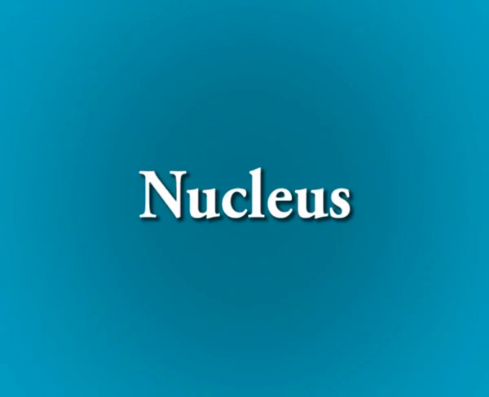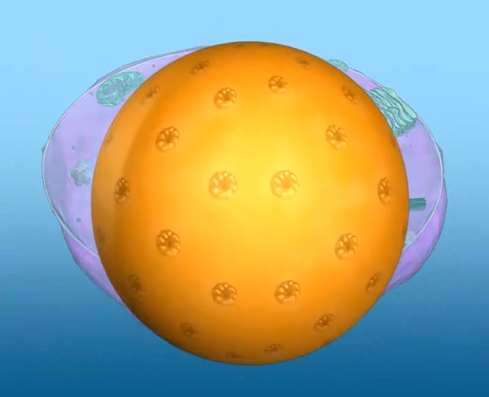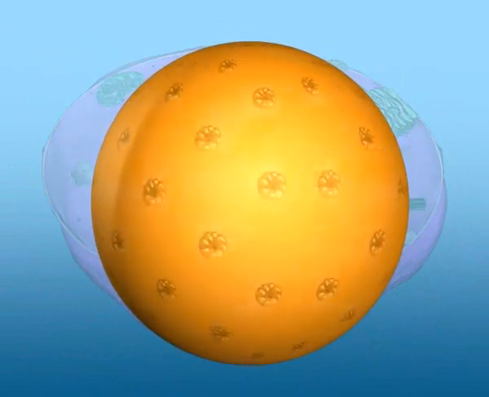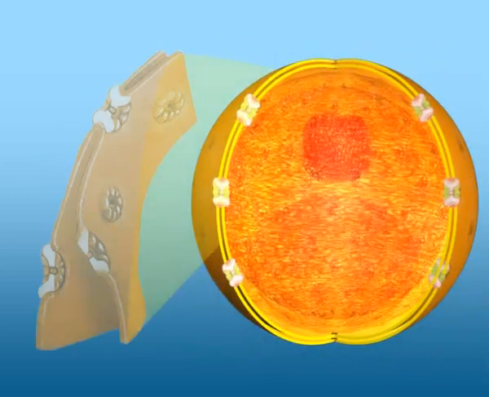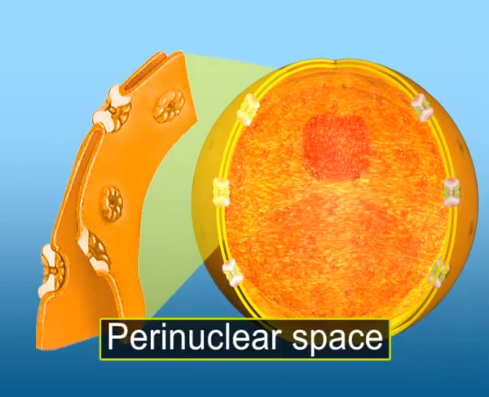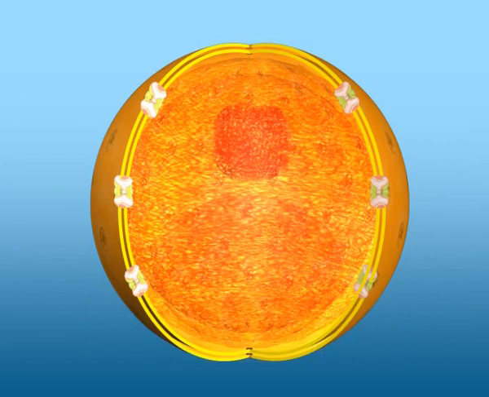Nucleus. Electron microscopy has revealed that the nuclear envelope consists of two parallel membranes with a space in between called perinuclear space. Nuclear envelope or nuclear membrane is a double-layered membrane having pores in it. The membrane separates the content of nucleus from the cytoplasm.